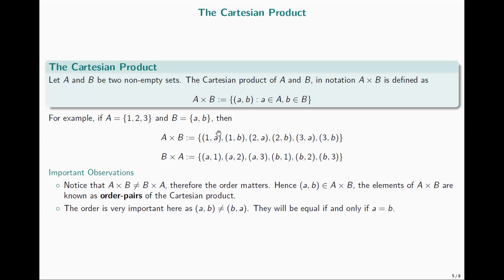Therefore, all these elements of a Cartesian product are known as ordered pairs. Okay, ordered pairs. And the elements of A cross B and B cross A are not the same unless A and B are equal. So therefore, I write (a,b) is not equal to (b,a). Two ordered pairs are equal only if a equals b. Got it? So this is the most important thing.